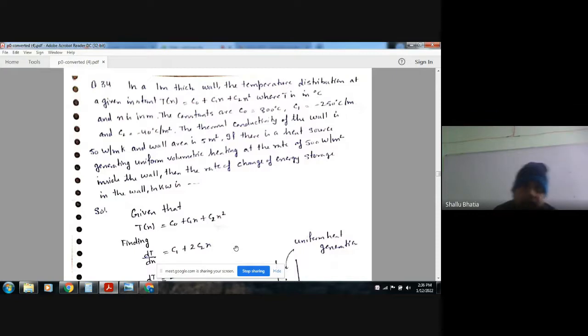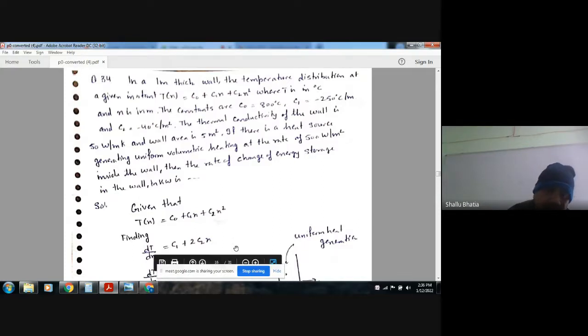The thermal conductivity of the wall is 50 watt per meter per Kelvin. The wall area is 5 meter squared. If there is a heat source generating uniform volumetric heating at the rate of 500 watt per meter cubed inside the wall, the rate of change of energy storage in the wall in kilowatt is?